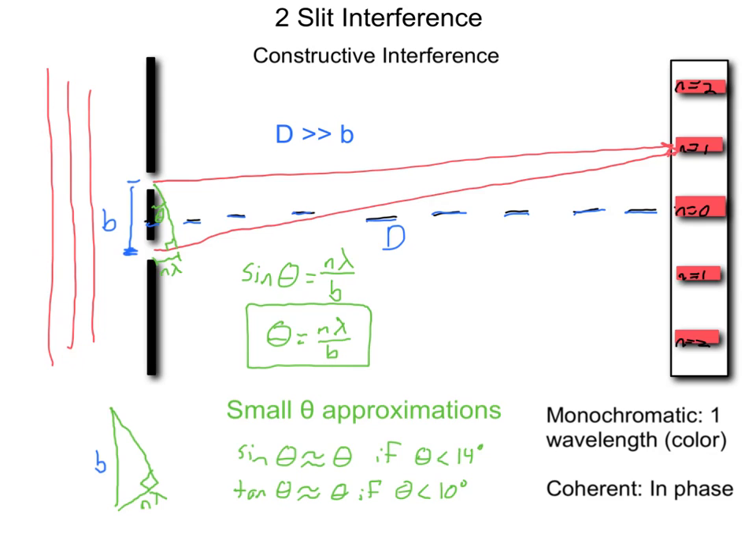Now let me talk about that for a second over here. Monochromatic means one wavelength, which we associate with color. The reason that's important is because wavelength actually plays into the equation. I'll talk about how whenever light passes through a slit, you actually get different diffraction patterns, or interference patterns, for different light colors, but we'll talk about that later.